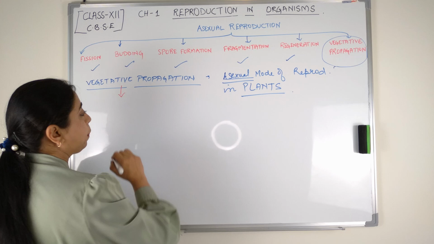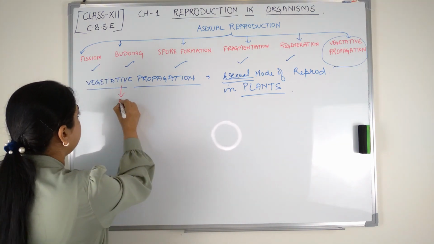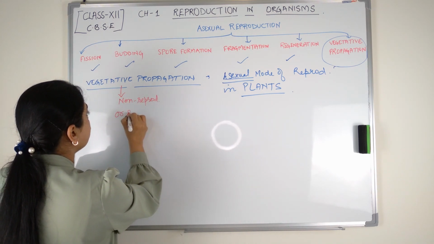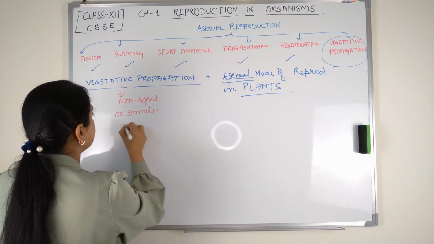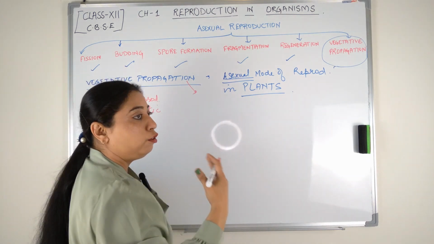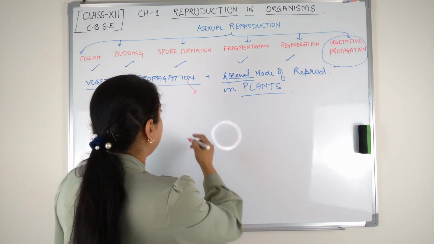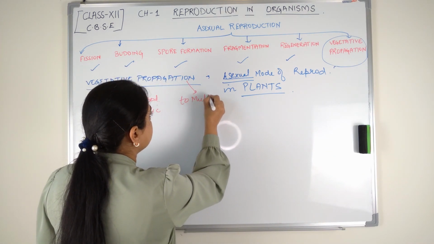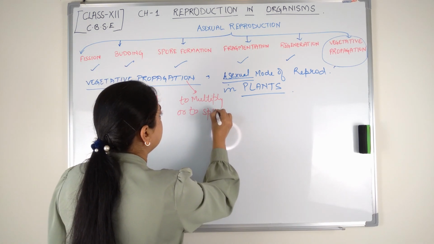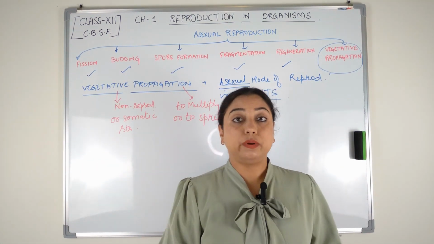Vegetative means any non-reproductive structure present in a plant. It's a non-reproductive or somatic part or structure of a plant. Propagation means to multiply or to spread or to increase the number of something, right? So propagation means to multiply or to spread. Fine. So let's define vegetative propagation now.